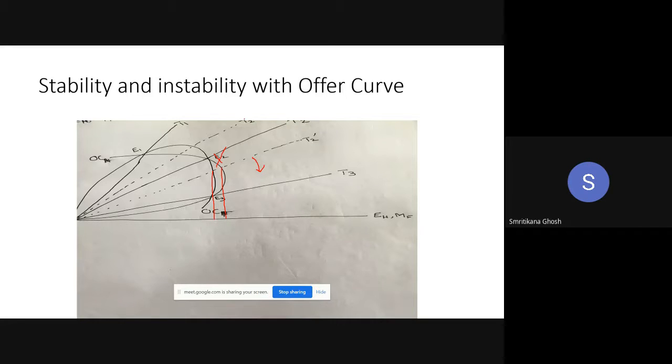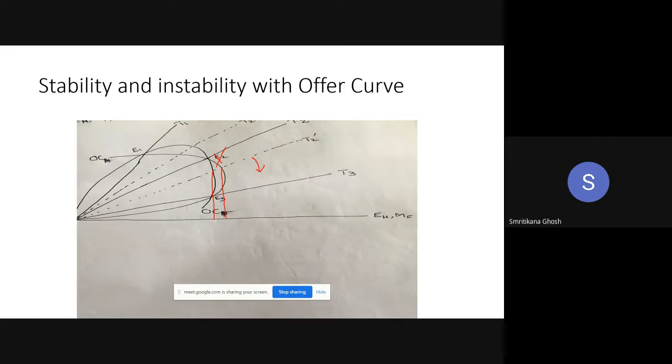The same thing will happen with T2 double dash. You can check it. The same conclusion will come out that E2 is the unstable equilibrium. Now, what about E1? E3 is a little bit clumsy already. So come to E1. For E1, the equilibrium terms of trade is T1 corresponding to E1, but take any terms of trade below E2.